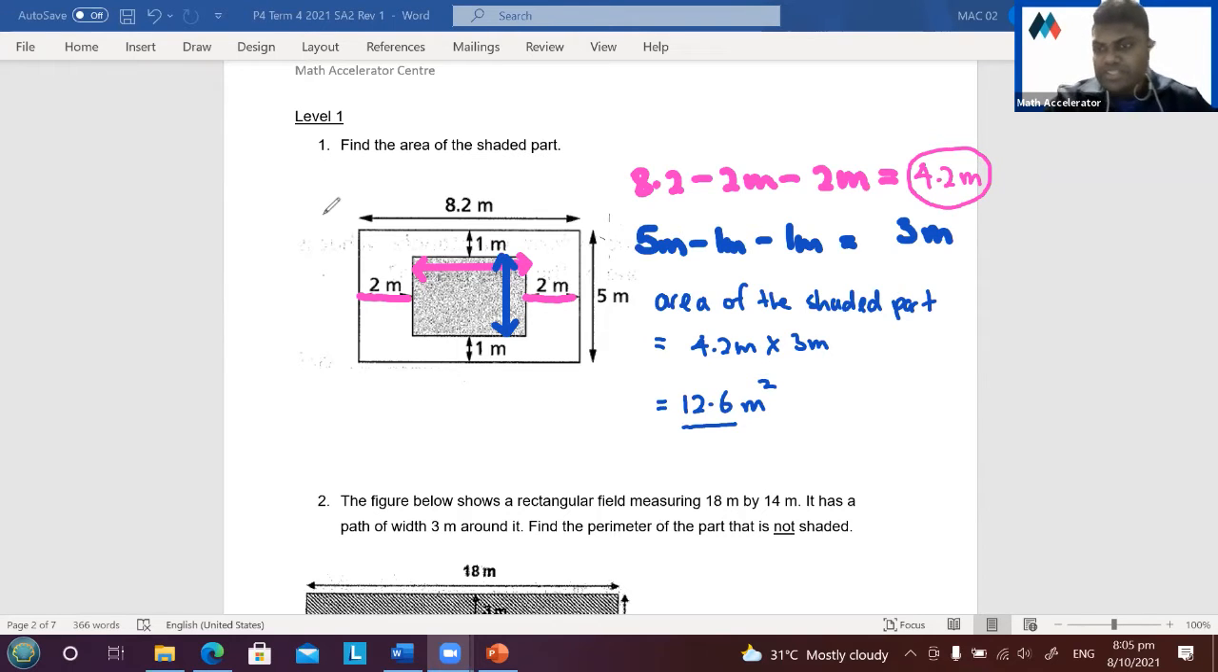This question here will usually appear in exams, so get the marks. Don't make any careless mistakes. It's 3 marks right here.